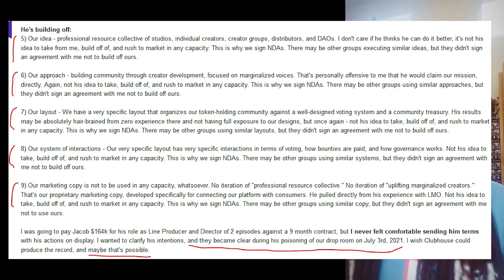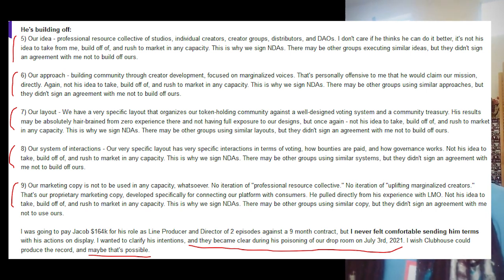There may be other groups using similar layouts, but they didn't sign an agreement with me not to build off ours. He also stole our system of interactions. Our very specific layout has very specific interactions in terms of voting, how bounties are paid, and how governance works. Not his idea to take, build off of, and rush to market in any capacity. This is why we sign NDAs.